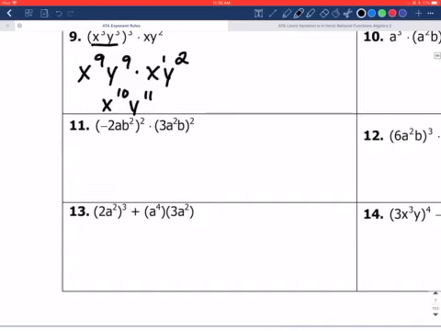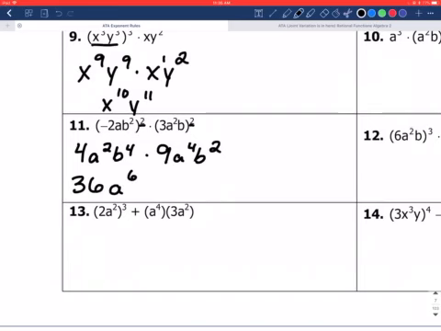Continuing on to number 11, we have an exponent for both of these. So we're going to raise this to the second power and raise this to the second power. And then from there, we're going to multiply these like before using our product rule that we learned yesterday. So we multiply the coefficients and add the exponents. And that is our final answer there.